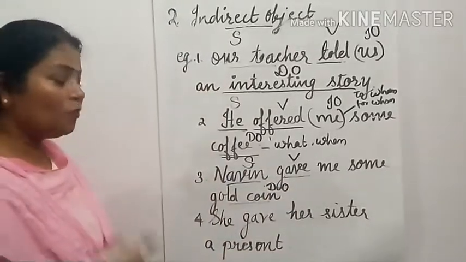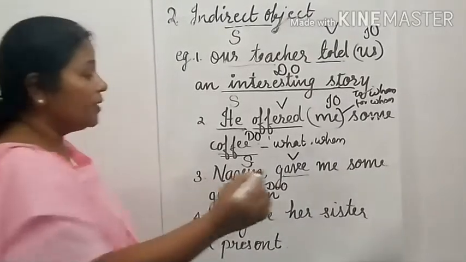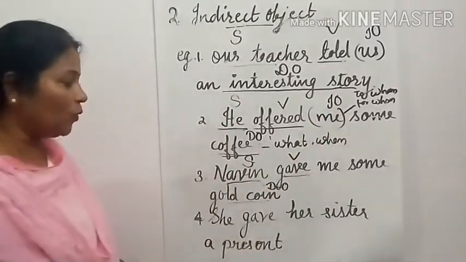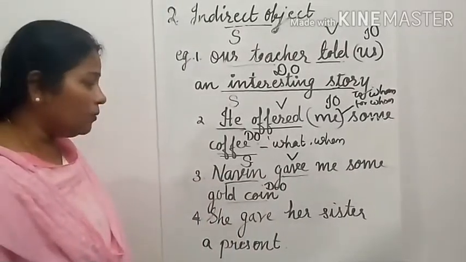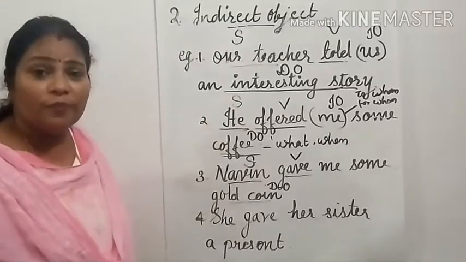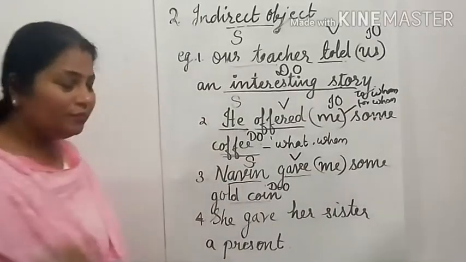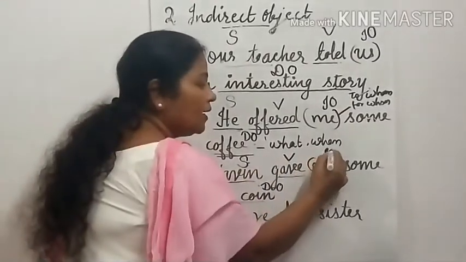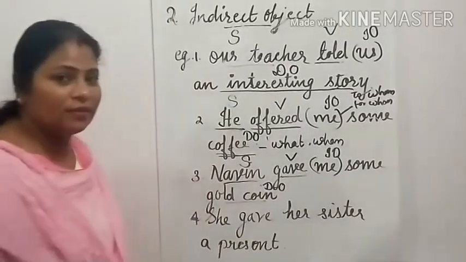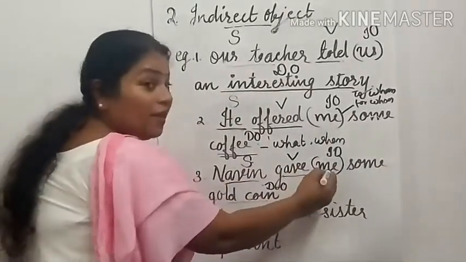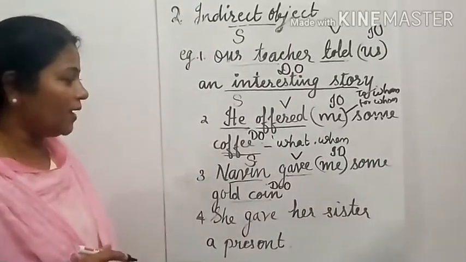Now we want to find out indirect object. What are we going to ask? Yes, to whom or for whom? Naveen gave gold coins to whom? To me. Anything other than that, right? Then that becomes indirect object. It is the one that received the direct object. This one, me. So that becomes indirect object, right?